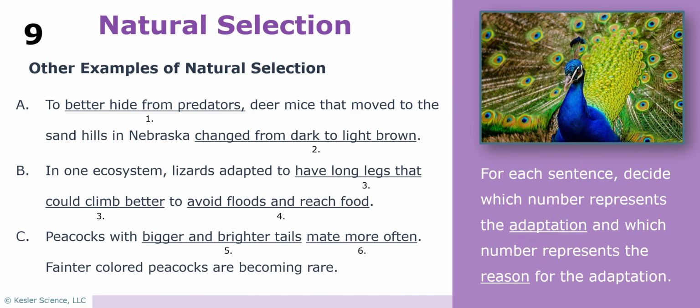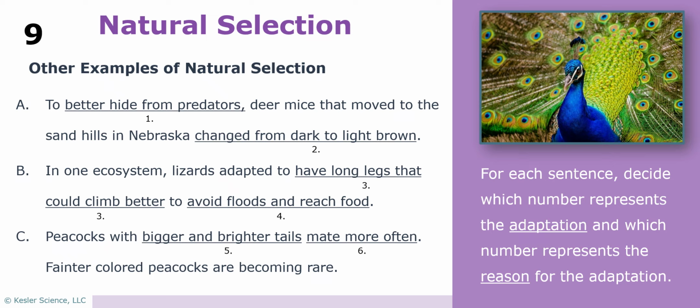Here we see that there's some other examples of natural selection, and we can look at the adaptations and we can also look at the reasons for the adaptation. So for A, we see that to better hide from predators, deer mice that moved to the sandhills in Nebraska changed from light brown to dark brown. So the adaptation is the change in the fur color, and the reason is that they got to hide from the predators.